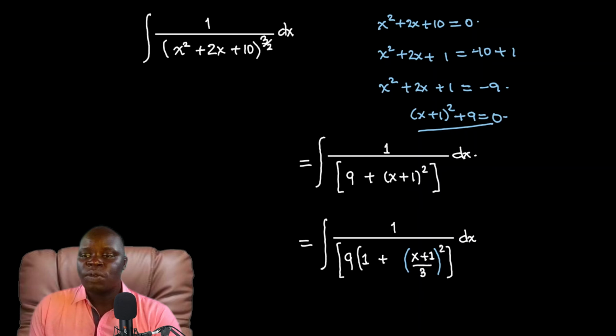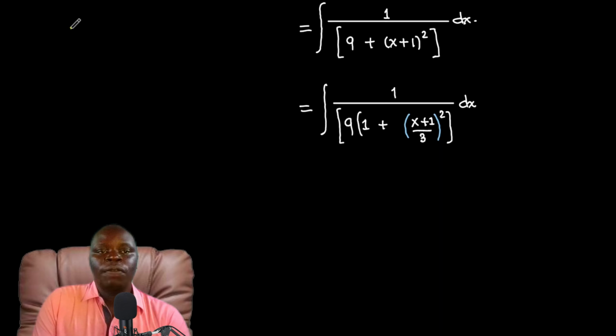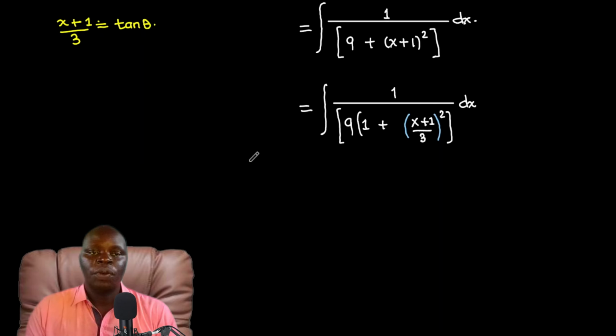Now with all this said, let's move to the next step, and we know already that the next step is to let this guy here be equal to tan theta. So let's make it somewhere here. Now we have (x plus 1) over 3 equals tan theta. You can choose to take any other parameters like theta, beta, alpha, any of them works. So for me, I'm used to theta, and let's continue with theta.